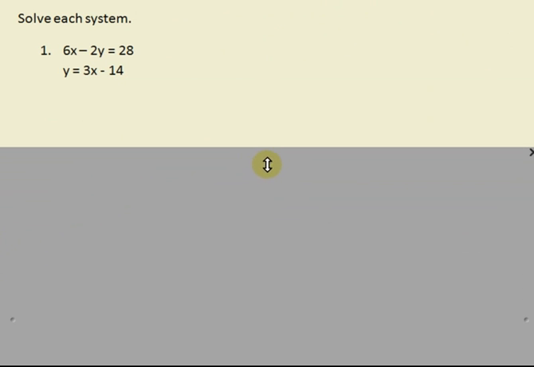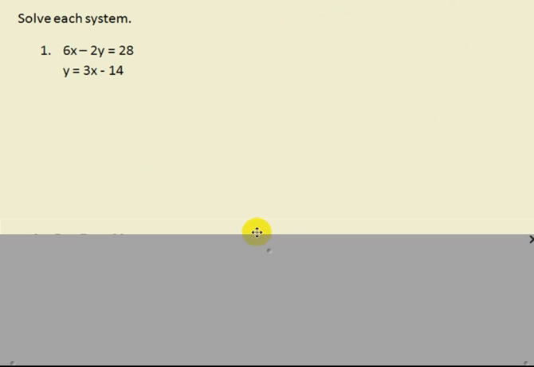Notice in our example the directions say solve each system, and the directions do not specify using graphing or substitution or elimination. We get to choose. In the first case we already have y equals, so having y by itself, this is set up very nicely for substitution. We can take that expression 3x minus 14 and substitute in place of y in the first equation. That's going to give us 6x minus 2 times (3x minus 14) is equal to 28.